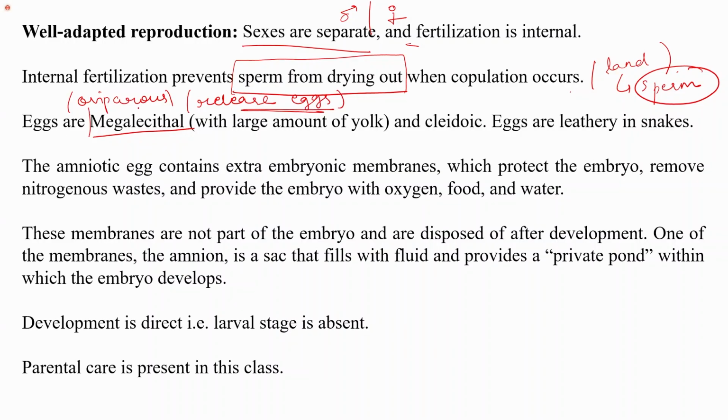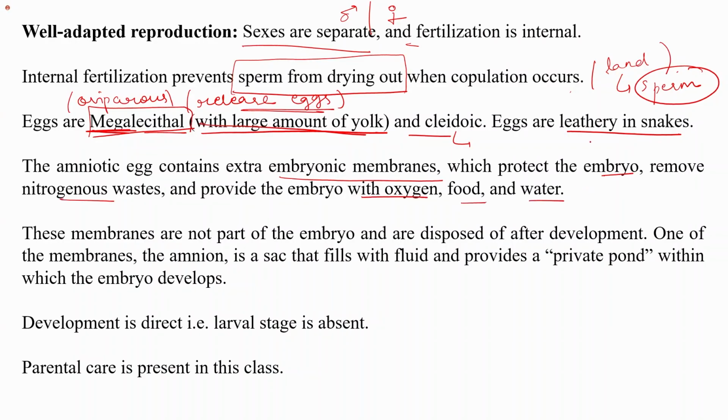So what is the meaning of megalecithal? So mega means large. Lecithal means yolk. So they have a large amount of yolk and their egg is cleidoic. That is, it is composed of the membranes, and eggs of the snakes are leathery in nature. So it is a membranous egg. So what are the membranes? So the amniotic egg contains extra embryonic membranes which protect the embryo, remove the nitrogenous waste, and provide the embryo with the oxygen, food, and water.